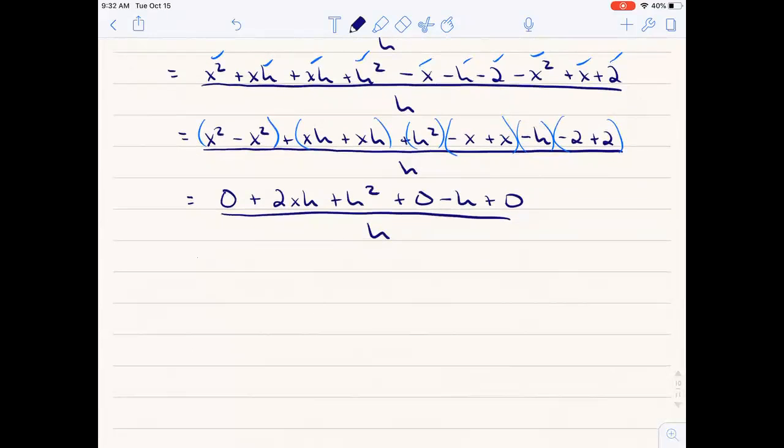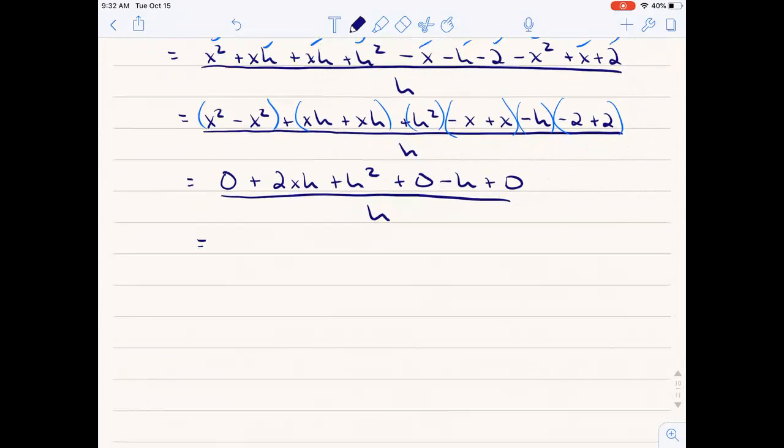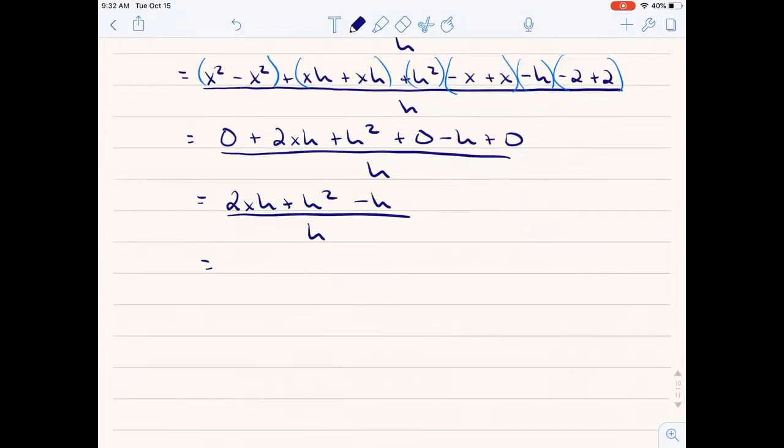Obviously, I'm showing a bit more work than you have to. You don't have to show the zeros, but I just want to show where things went. Finally. And once more, we can pull out that common h. 2x plus h minus 1.